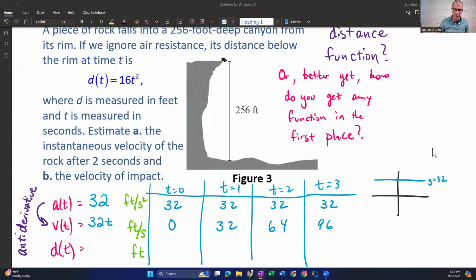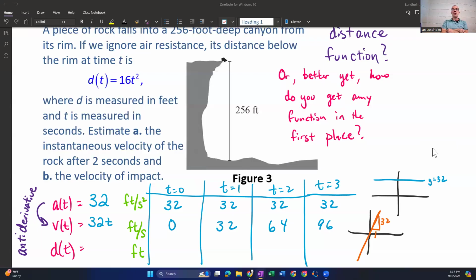If we were to graph this on a line, I'll just go ahead and make a little graph here. At 0, we're at 0, but then this is a straight line that has a slope of 32. Whereas the acceleration was just a constant function, the velocity function is a straight line with a slope of 32.